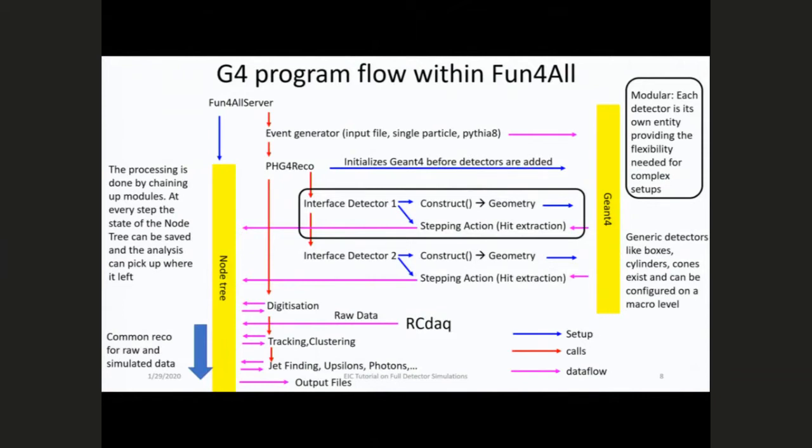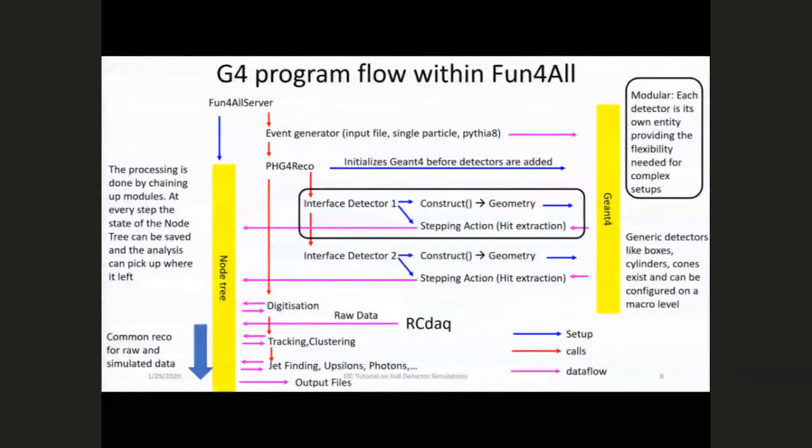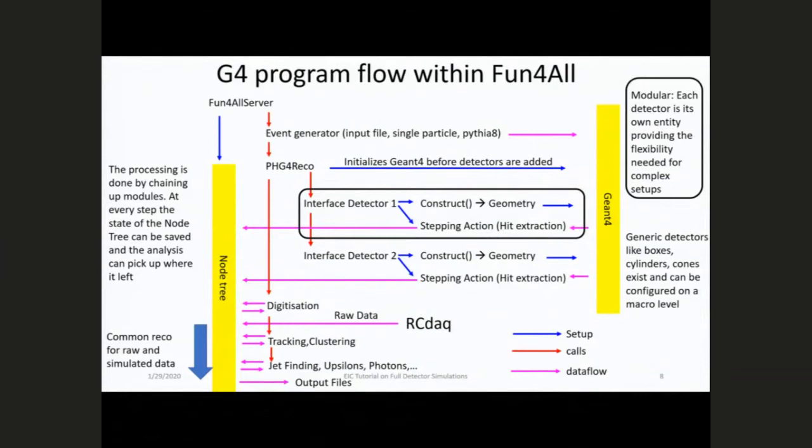Once the stepping action has put the Geant4 hits onto the node tree, you can run the regular reconstruction chain. What then comes typically is digitization. We have an entry for the raw data, so if you have test beam data, it goes at that point onto the node tree, and then you run tracking, clustering, and jet finding, electrons, photons, you name it. At every point in time, you can write the whole thing into the output. That also makes sure that you have a common reconstruction for the raw data and simulated data. You certainly don't want to have 2 different frameworks for raw data reconstruction and simulation.